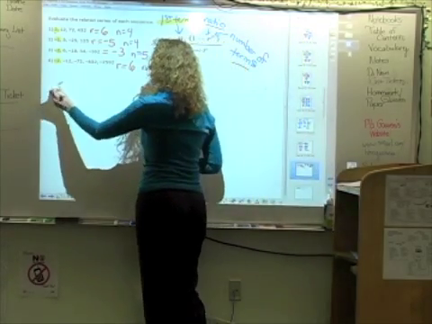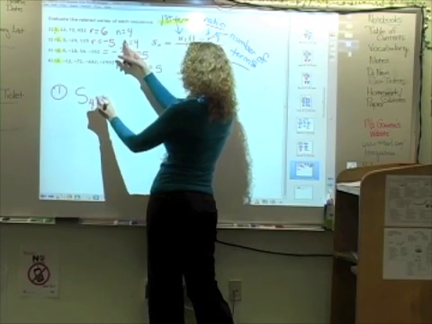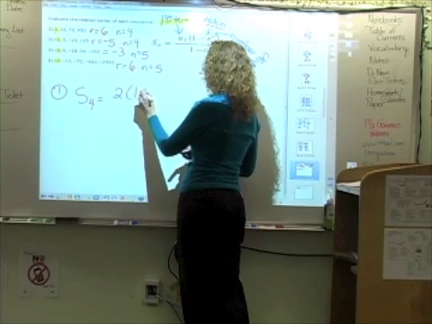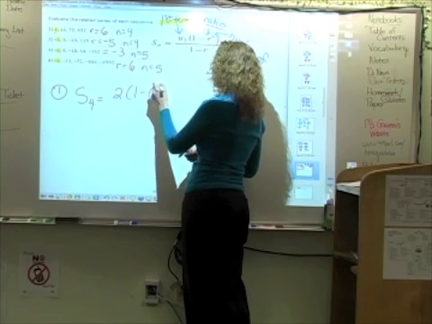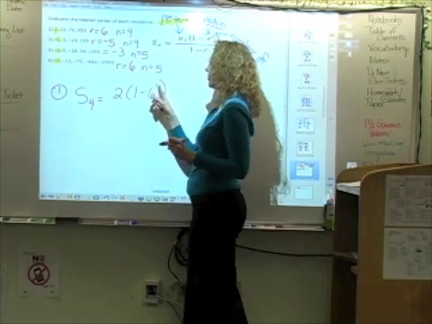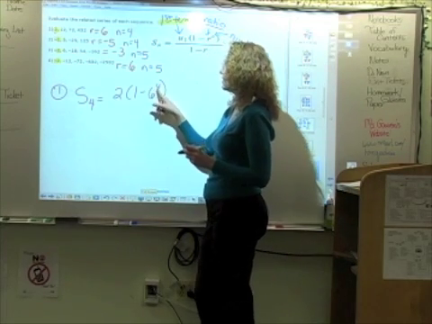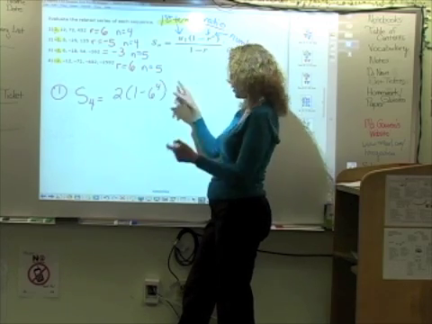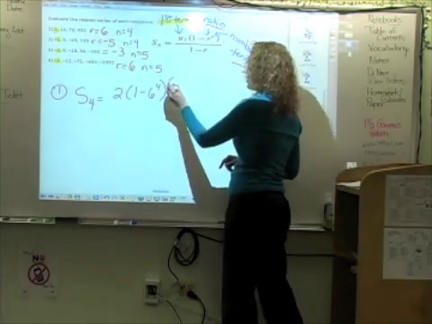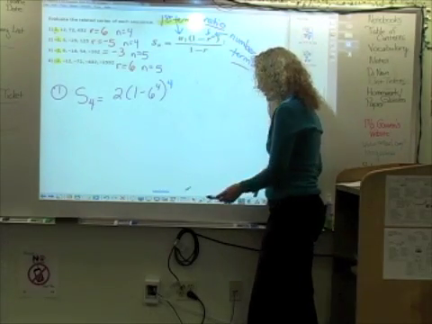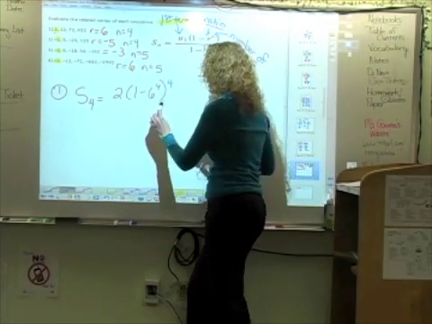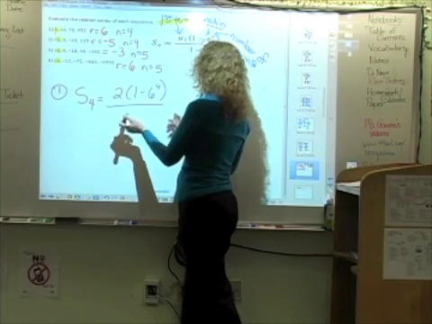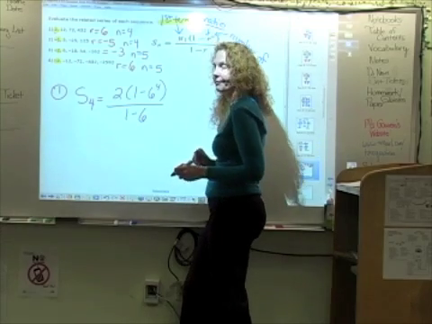So for number 1, S of 4 terms, my sum of the 4 terms, is my first term, which is 2, times 1 minus my ratio, which is 6, raised to the 4th power. Now this is really important. You want to realize that you are here raising the 6 to the 4. Do not put the 4 on the outside. A lot of students put that 4 on the outside, completely incorrect. Make sure it stays on the inside. It's only being applied to that 6, our ratio. Now I'm dividing by a 1 minus my ratio.